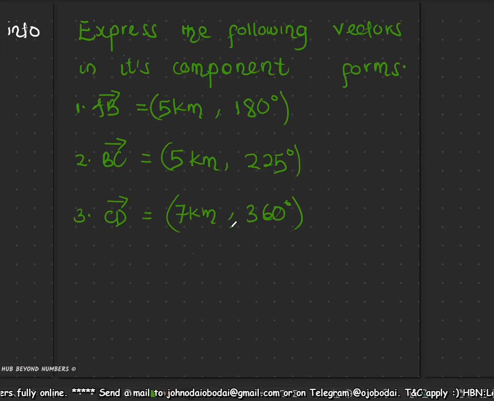So on this screen, you have some questions you can try your hands on, which is express the following vectors in its component form. You have AB, that is 50 kilometers, and it is 180 degrees away from the north. BC, 5 kilometers, not 50, so 5 kilometers. That is also 225 degrees away from the north. And then CD, which is 7 kilometers, and it's 360 degrees away from the north. That is actually even 0 degree, 000 degree. So there's how far time is going to permit us.